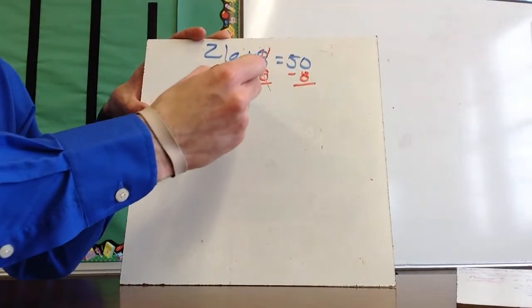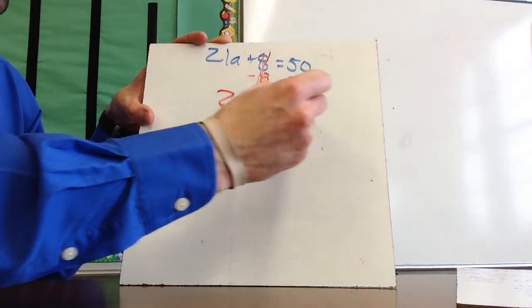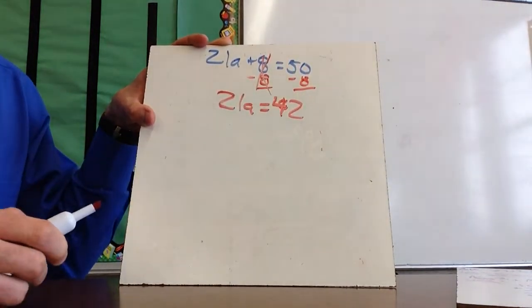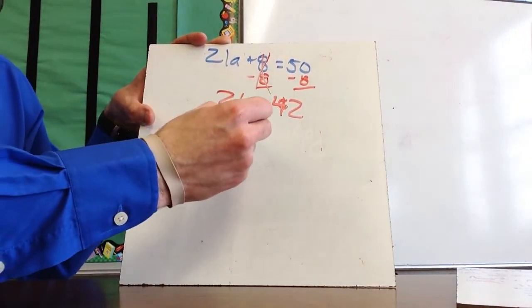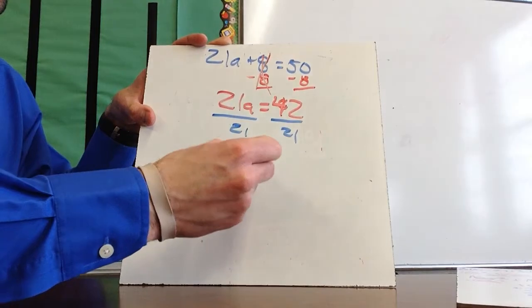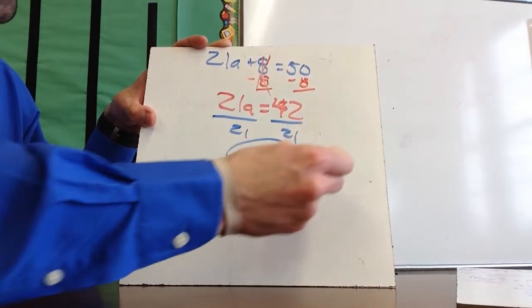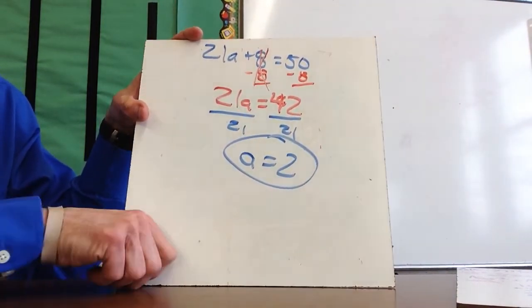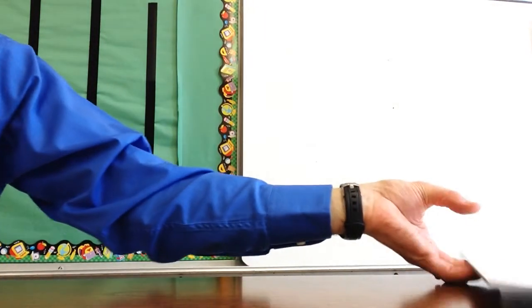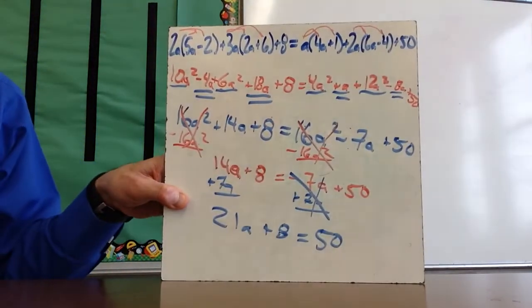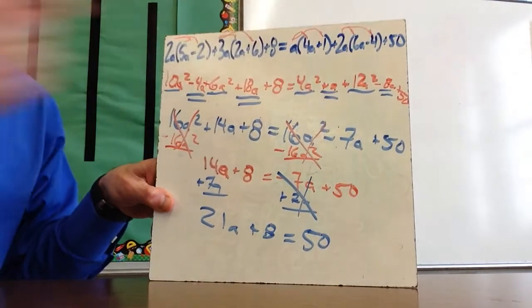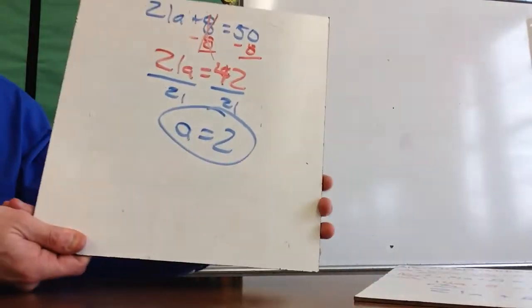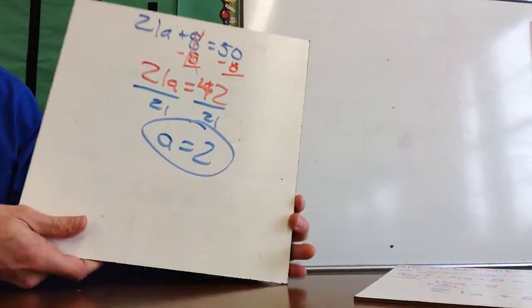That cancels out. I'm left with 21a equals 42. Then I'm going to divide both sides by 21. And what do you know? My final answer is a equals 2. So we went all the way from this problem up here on the top, all of that, down to a equals 2.